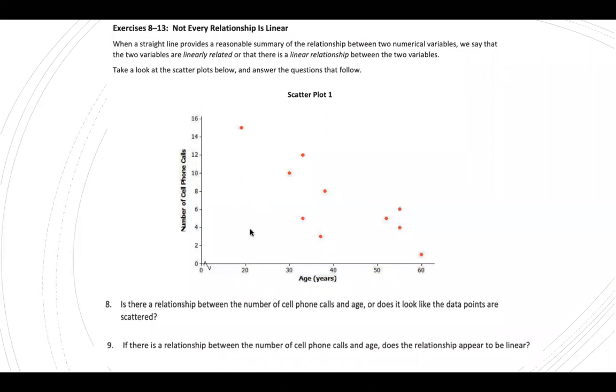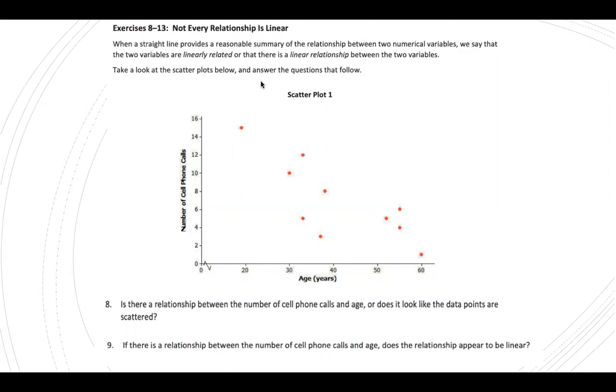So scatter plot 1 here, it's talking about the number of cell phone calls and your age. And if you notice, it shows that around the age of 20, you get the most calls, and that decreases as you get older. This is just what they found with this data. So it says, is there a relationship between the number of cell phone calls and age, or does it look like these points are totally scattered? So again, does it look like a linear relationship could represent these, or are they totally scattered? And then number 9, if there is a relationship, does the relationship appear to be linear?